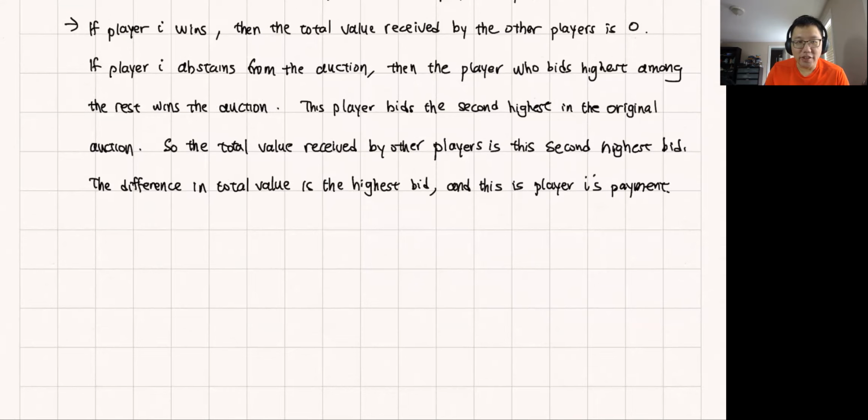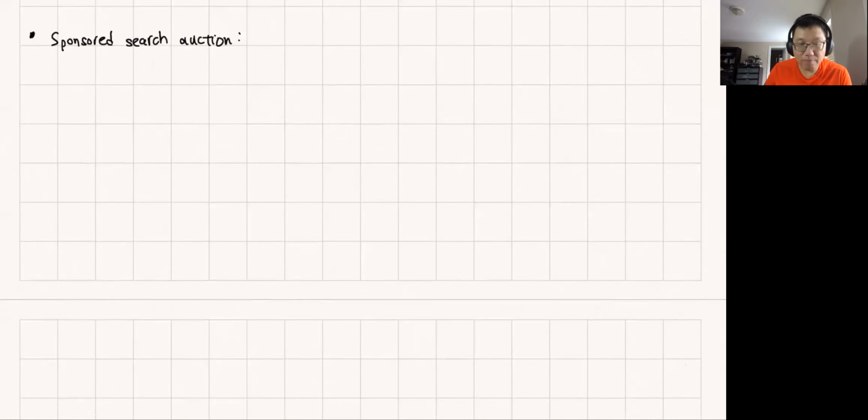All right, so let's look at the sponsored search auction and see if we can give a similar interpretation. We'll just look at the graph here.